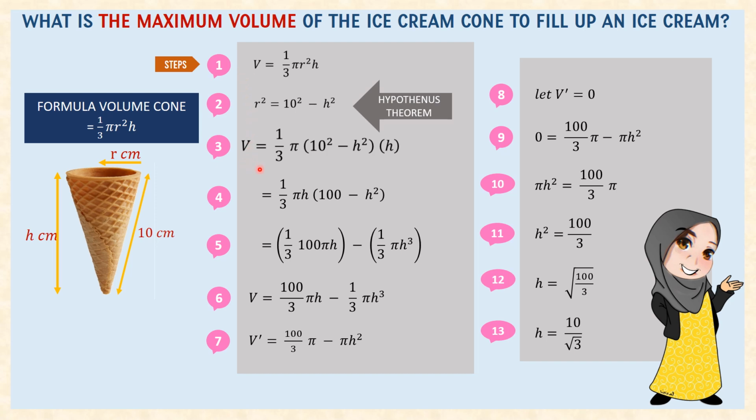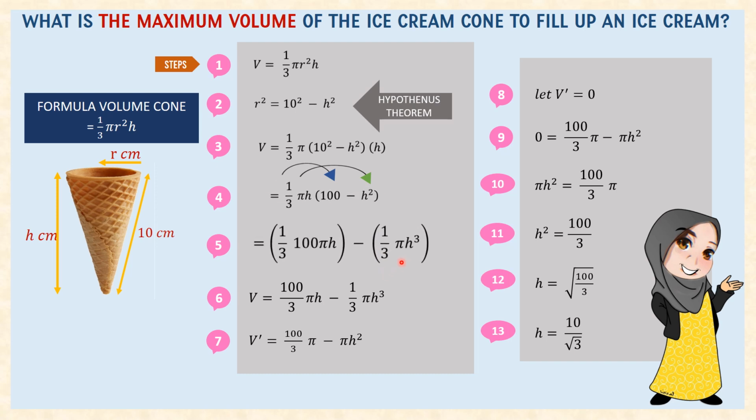So the third step is, we have to substitute r squared into the first step. So the volume is equal to 1 over 3 pi times 10 squared minus h squared, times h. So now we get 1 over 3 pi h times 100 minus h squared. Next, we have to expand this one by one. So 1 over 3 pi h times 100 is 100 over 3 pi h, and 1 over 3 pi h times negative h squared is negative 1 over 3 pi h cubed. So the volume is equal to 100 over 3 pi h minus 1 over 3 pi h cubed.